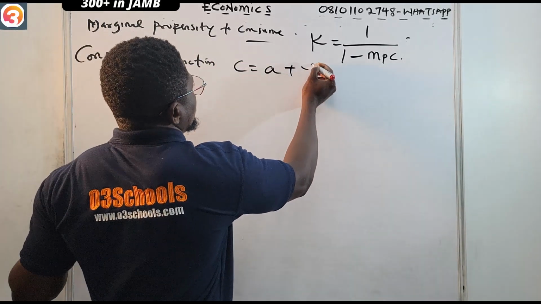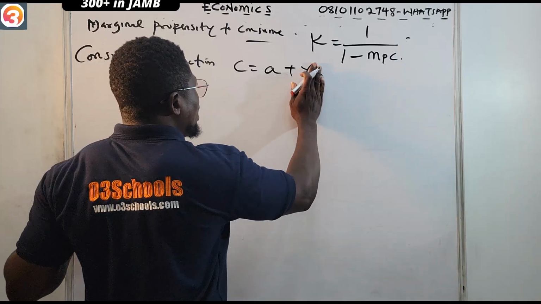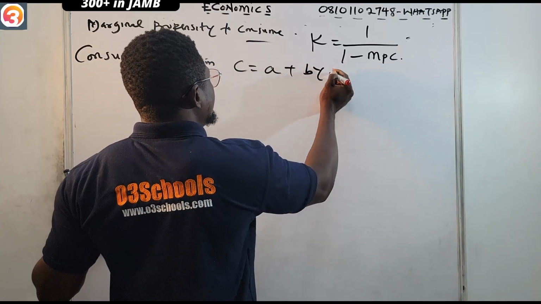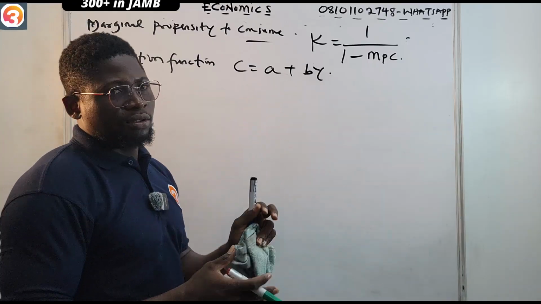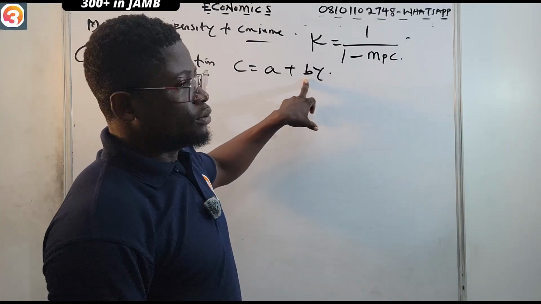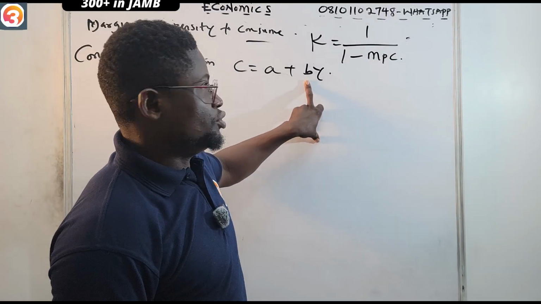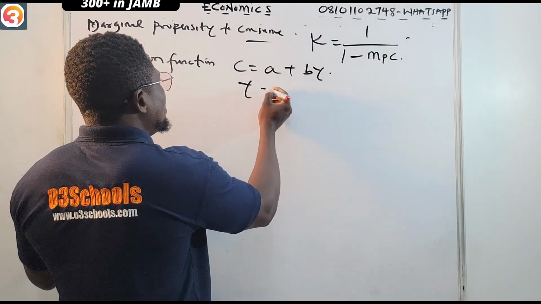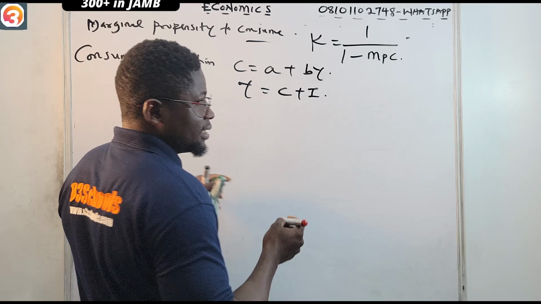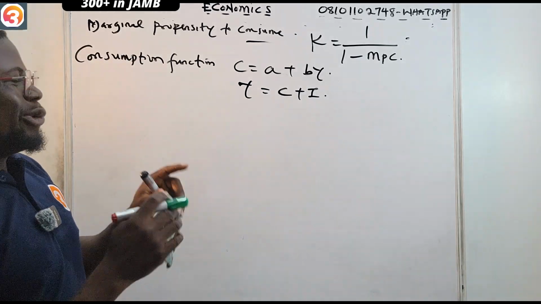C equals A plus BY, where C is consumption, A is autonomous consumption, B is the marginal propensity to consume, and Y is income. We also know that Y is C plus I, consumption plus investment. We remember this very well.